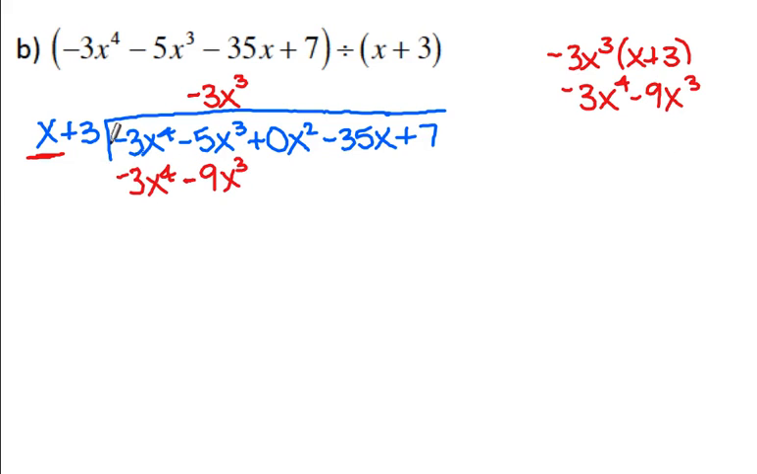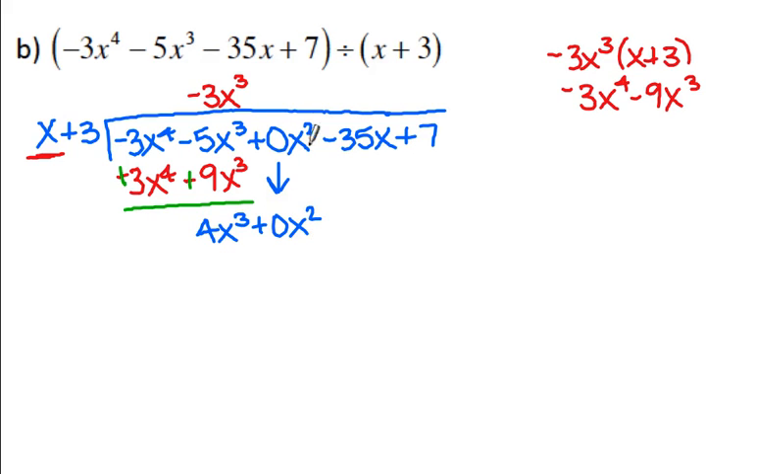So if you notice, these two match, which is exactly what we want. Next step, draw your line, change your signs. I'm going to make that green so it matches the last example. And then combine. So these cancel. Negative 5x cubed plus 9x cubed is going to be 4x cubed. And then bring down your next term.